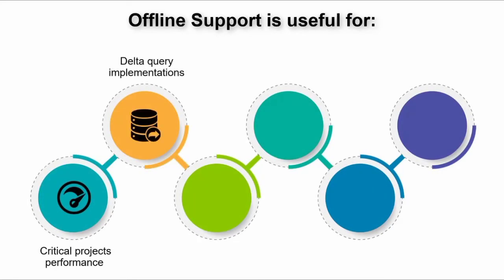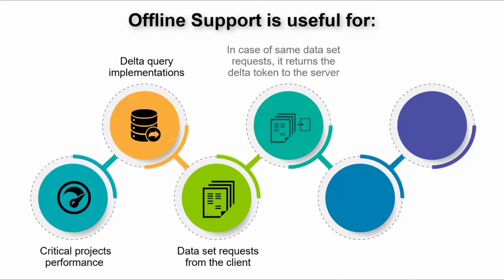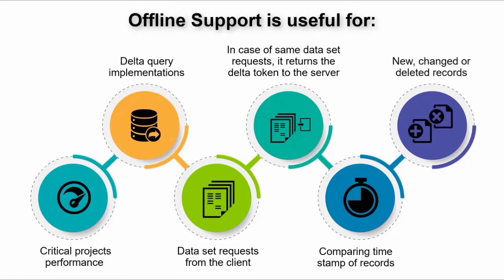Delta query implementation. The backend system logs all creations, changes and deletions of a specific dataset requested from the client. The server issues a delta token along with a timestamp and with the requested data. Next time the client requests the same dataset, it returns the delta token to the server. Comparing the timestamp on the delta token to the timestamps of the records in the change log, new, changed or deleted records since the delta token was issued are returned to the client.